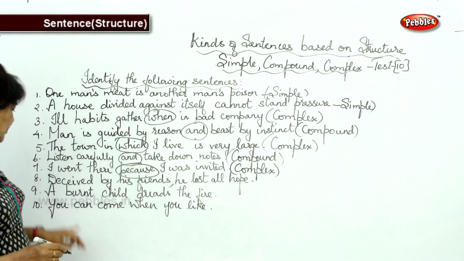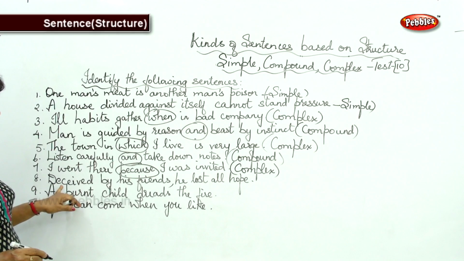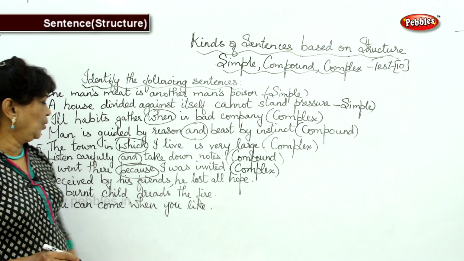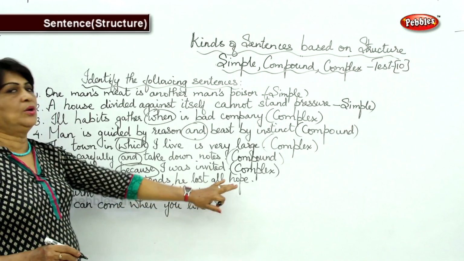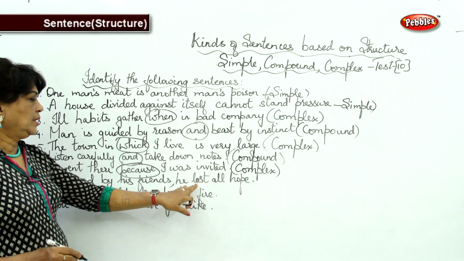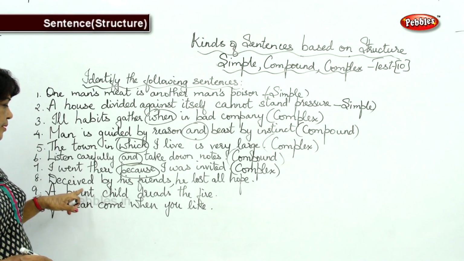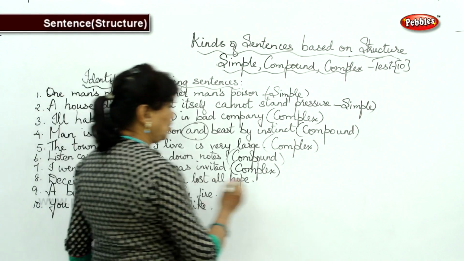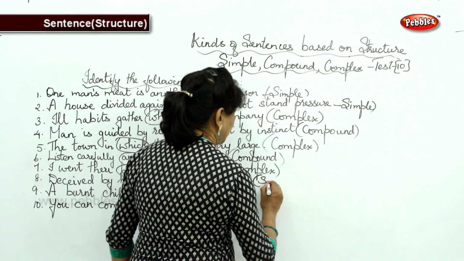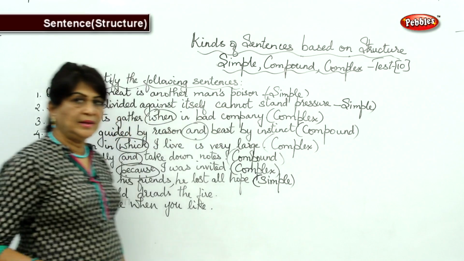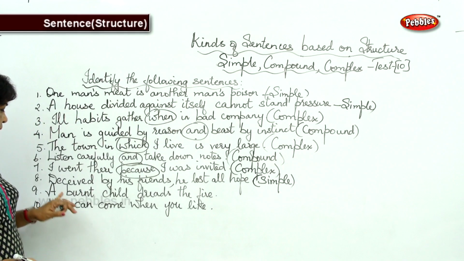Is that clear? Next one. Deceived by his friends, he lost all hope. He lost all hope. This is the main part. He lost is a finite verb. Deceived is a participle. Okay. So, there is only one finite verb, and so it is a simple sentence. Is that clear? Next one.